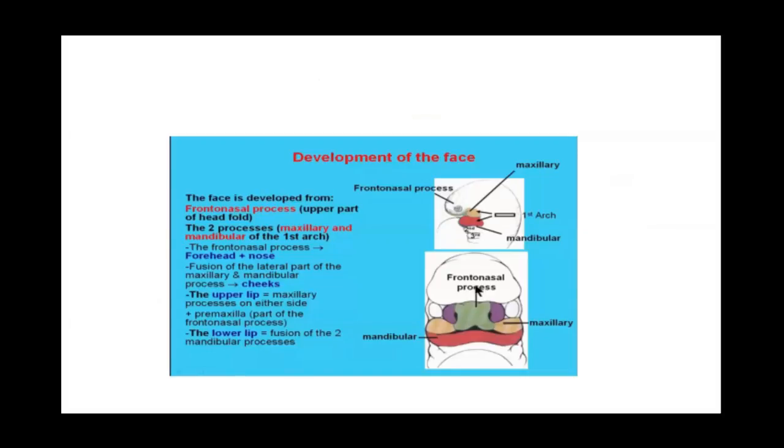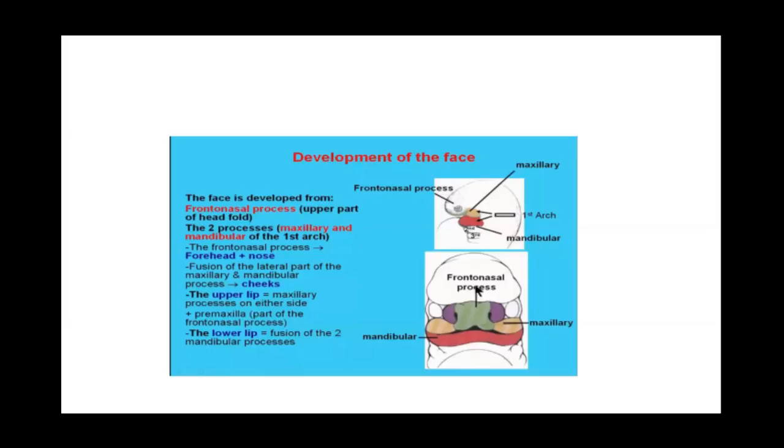The fusion of the lateral part of the maxillary and the mandibular processes is going to give rise to the cheek. That is, the majority is by the maxillary, but the lower portion is by the mandibular. The upper lip is the maxillary process on either side, plus the premaxillary part of the frontonasal processes. That is their small portion. The lower lip is the fusion of the two mandibular processes.